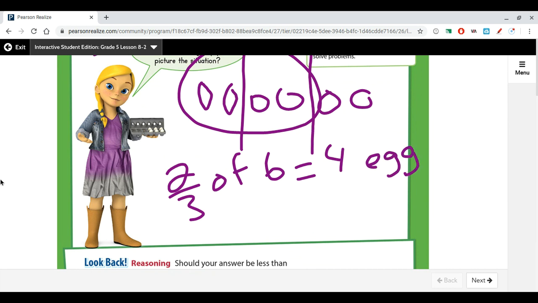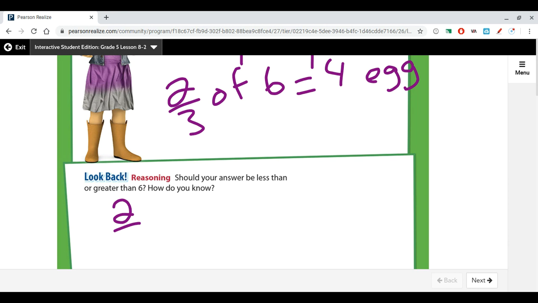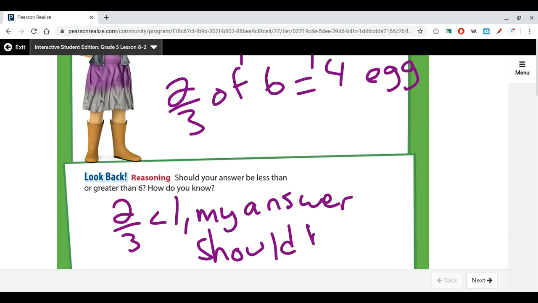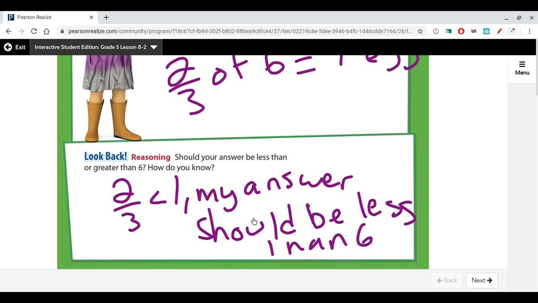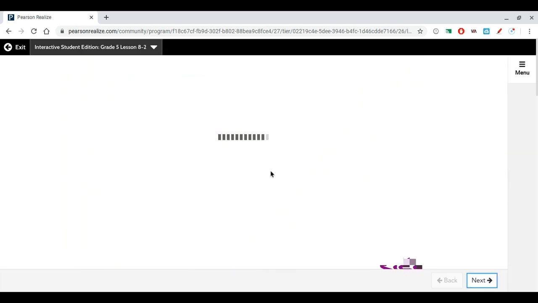Okay. So when we take a look at our look back, it says, should your answer be less than or greater than 6? Well, we're looking at 2/3 of 6. So because 2/3 is going to be less than 1, my answer should be less than 6. So 2/3 times 6 is going to be less than 1 times 6. All right, so let's go ahead and move into our next page.